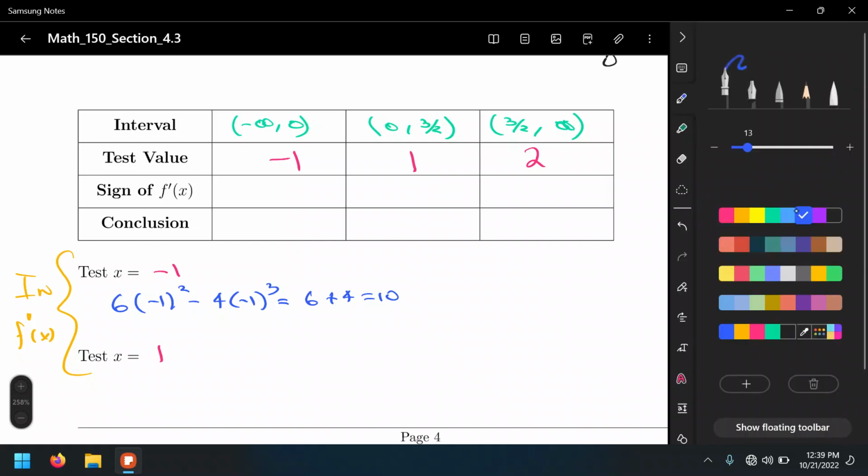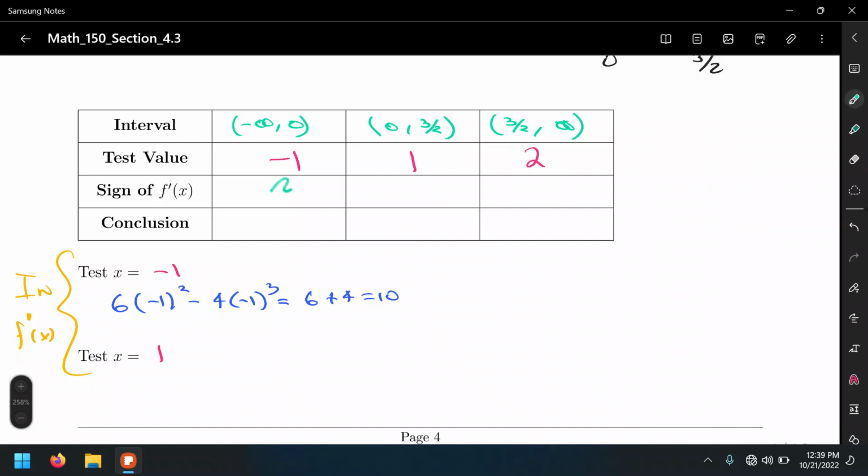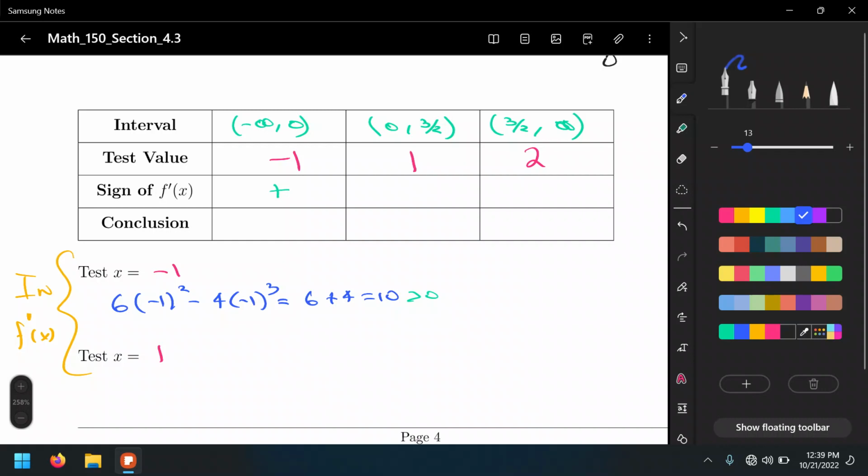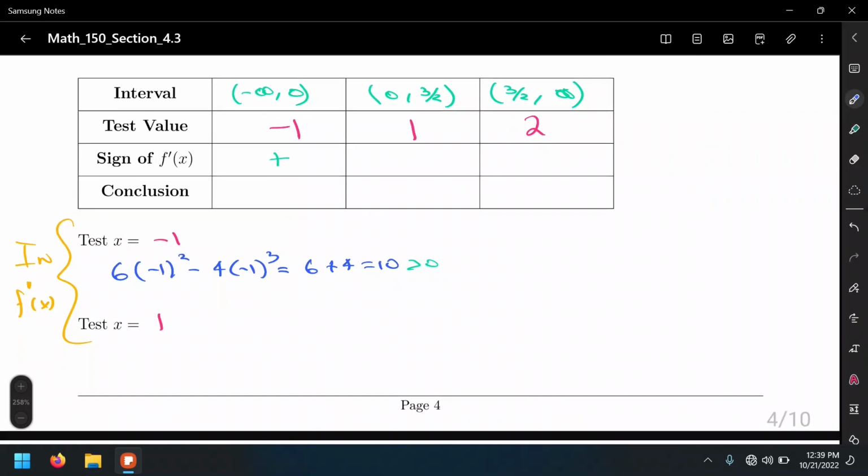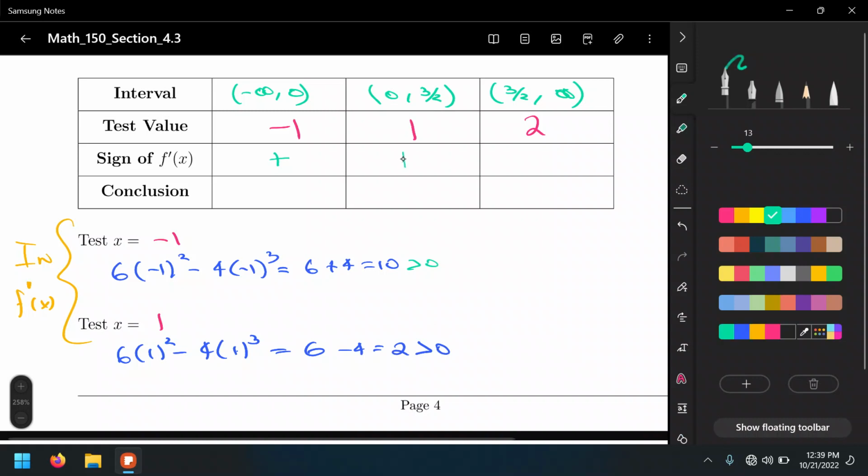That means this is positive, right? Because this is greater than 0. What about testing the next test value? 6 times 1 squared minus 4 times 1 cubed. So that's 1 squared, which is 1 times 6 is 6. 1 cubed is 1 times -4, so 6 minus 4. That's 2, which is also positive. All right, you'll see what happens in this situation in a minute.